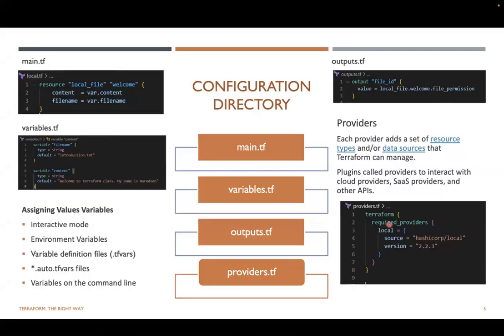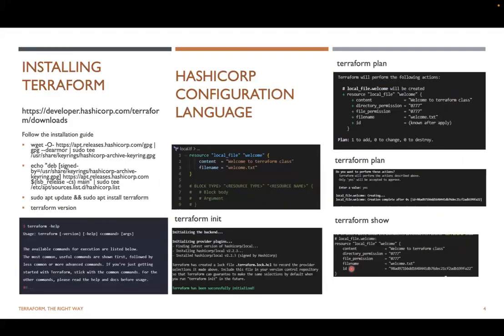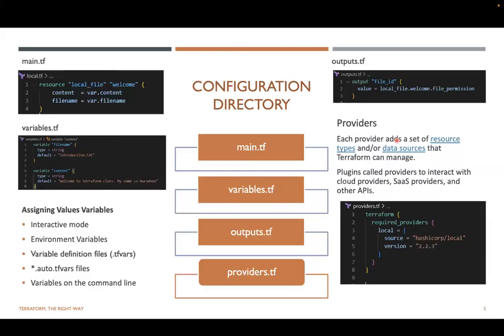So maybe, for example, I need another one. Maybe I need the file name. And maybe I need the file ID, for example. In that case, it is going to be local file welcome.id, which is referencing this ID. I hope you get it. So this is the way output works.